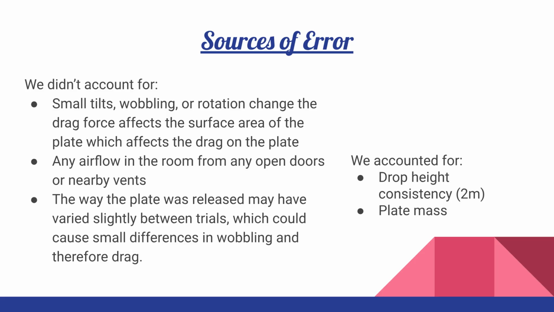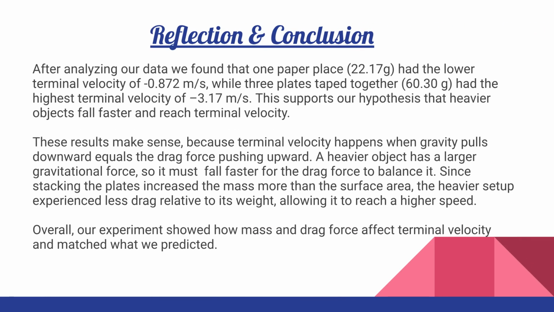Sources of error that we did account for were a consistent cross-sectional area of the plate, consistent plate mass, and a consistent drop height of 2 meters. The single plate had the lowest terminal velocity, and the 3 plates had the highest. Heavier setups fall faster because their large weight needs more drag force to balance it. Since mass increased more than surface area, the heavier plates reach the highest terminal velocity. Our results thus match our hypothesis.